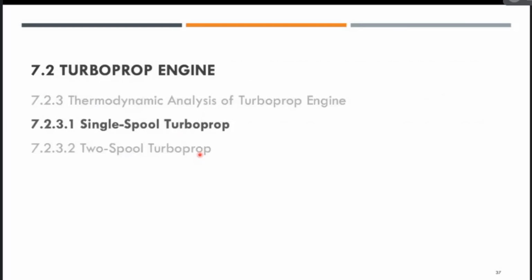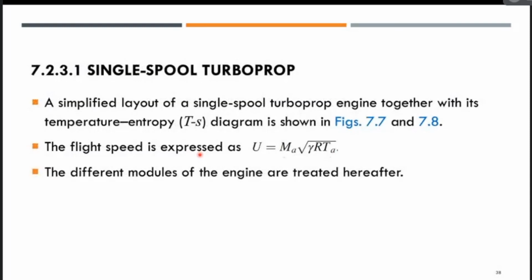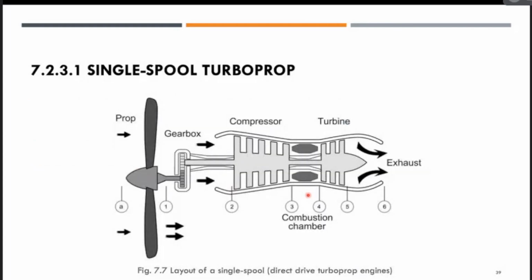With regard to the single spool turboprop, a simplified layout of a single spool turboprop engine, together with its temperature-entropy (TS) diagram, is shown in the following figures 7.7 and 7.8. The flight speed is expressed as U equal to the Mach number times the square root of the specific heat ratio gamma, the gas constant R, and the ambient temperature. The different modules of the engine are treated hereafter.